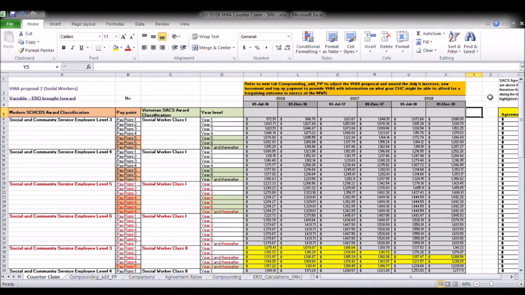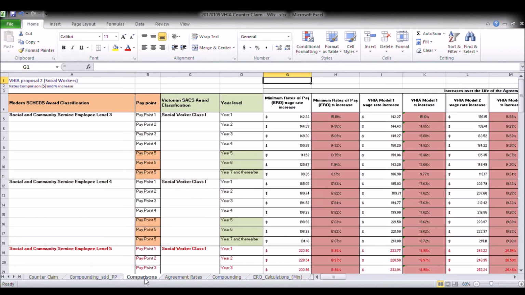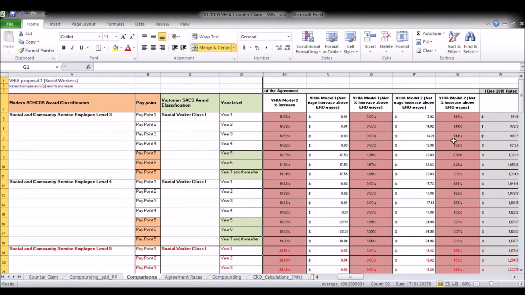The next tab that community health centres can view as an alternative to cost the proposal is the comparison tab, which is the third tab that I'm clicking on now. The third tab is in the same format as what the ASU counter proposal was, in that it outlines, firstly, the increases over the life of the agreement. So from column G to column Q.